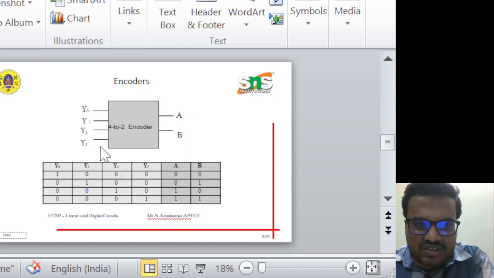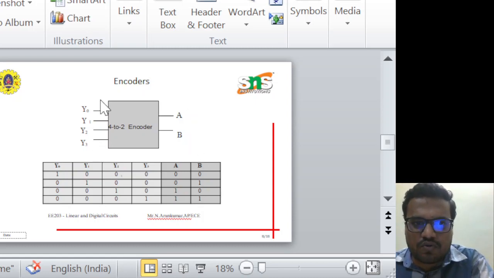2 power n means 2 power 2 is 4 signals, so 4 inputs will be given to this encoder, and the output will be taken as n equal to 2. The same value will be implemented in this regard.